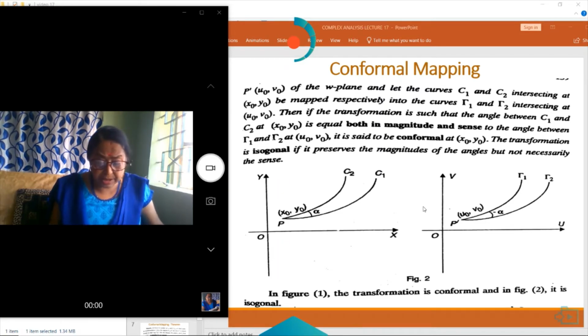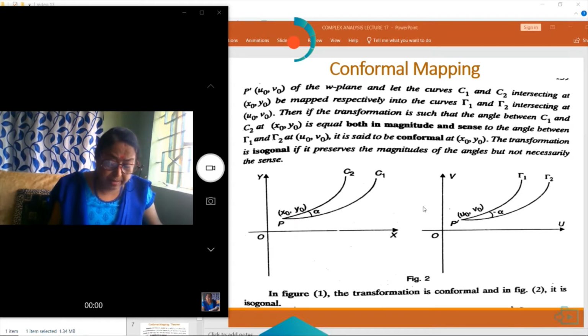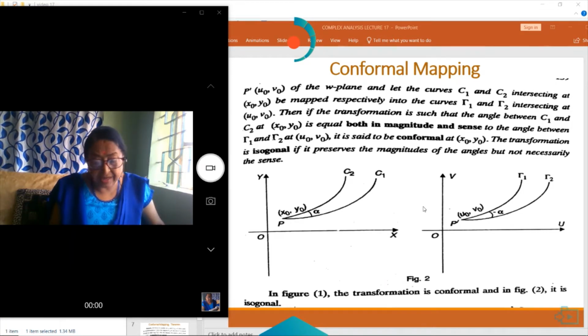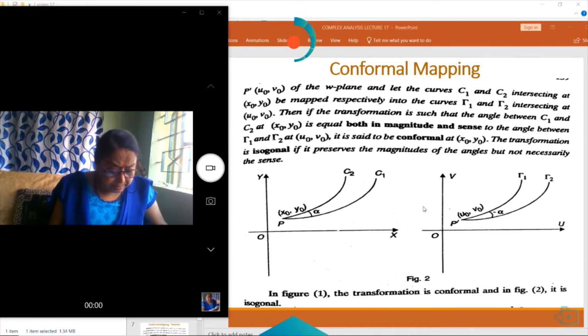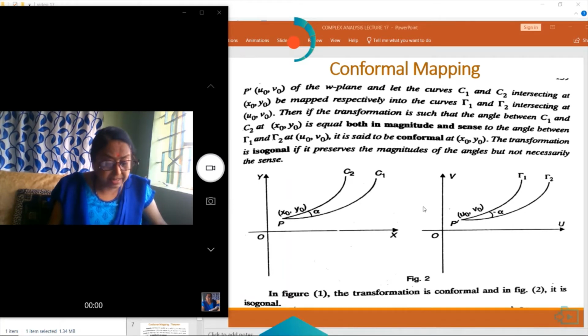The transformation is isogonal if the magnitude of the angle is the same, but it is not necessary in the sense also. So in figure 1 the transformation is conformal and in figure 2 it is isogonal.